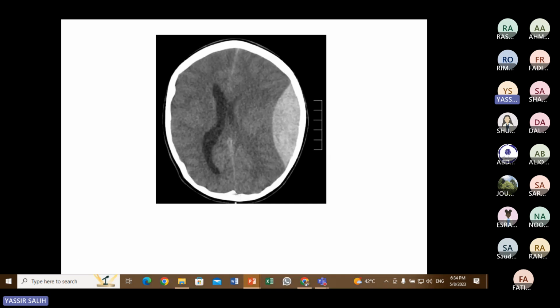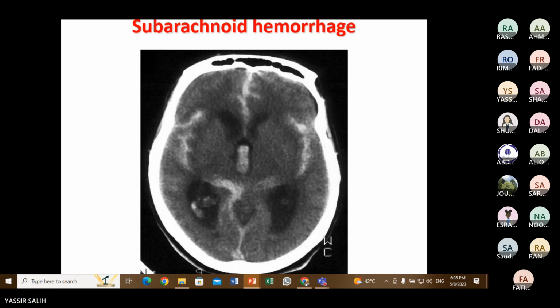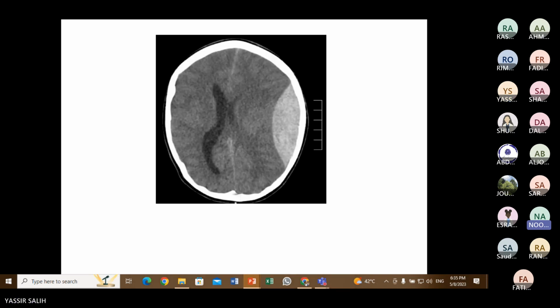And what is this? What is the diagnosis? Epidural hematoma. Why? Because it is convex, the inner margin of the hematoma, and there is midline shifting to the right. Hyperdense, with a convex inner margin, biconvex or lenticular in shape. So it is acute epidural hematoma.